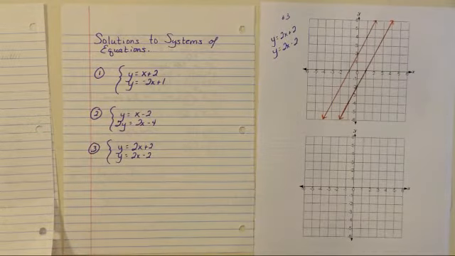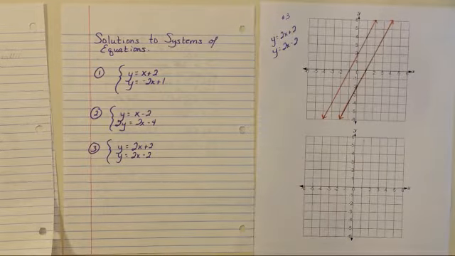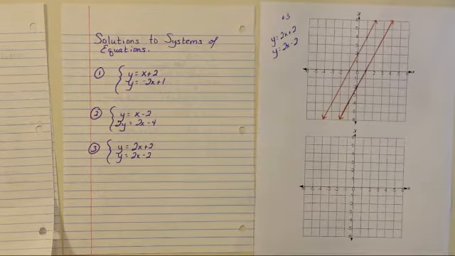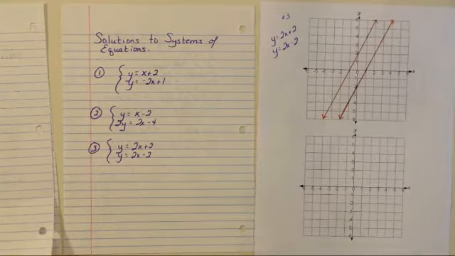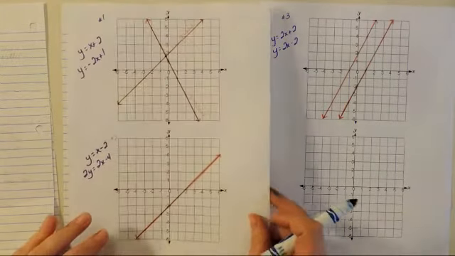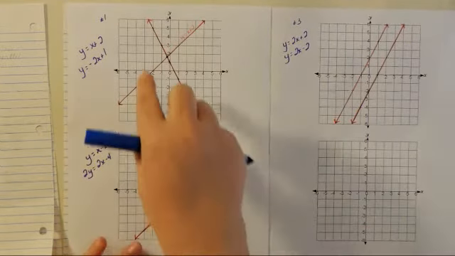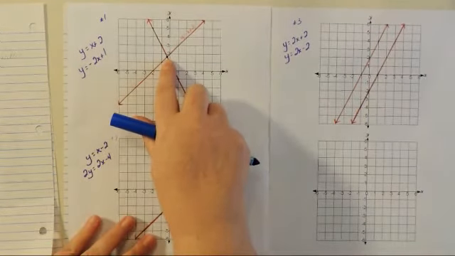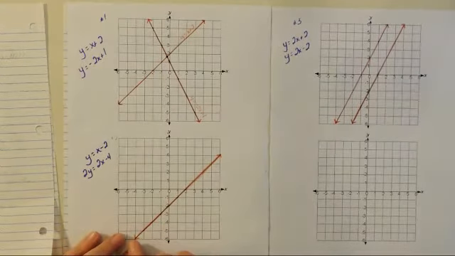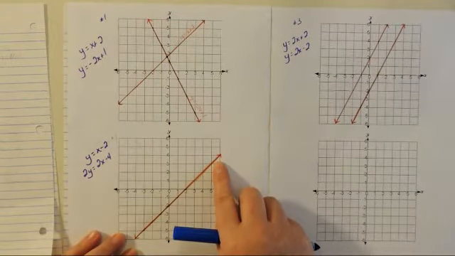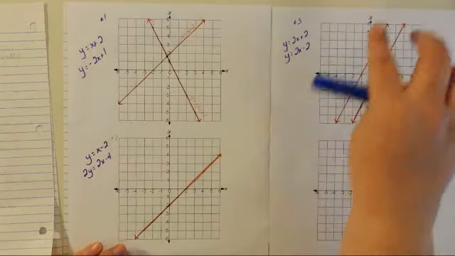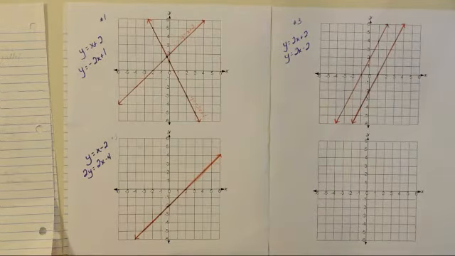So there are zero common solutions because they're parallel lines. So, to summarize, in our first option, the lines cross at one common point. In number 2, the lines overlap because their equations describe the same line and they have an infinite number of common points. And in number 3, the lines are parallel and have no common points.